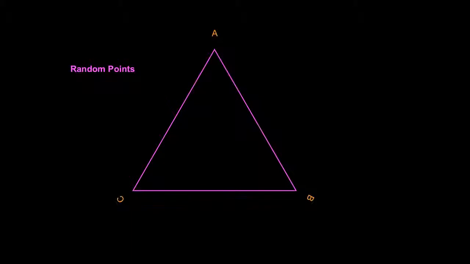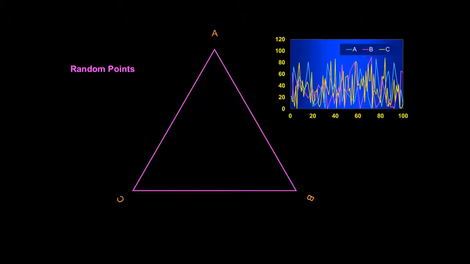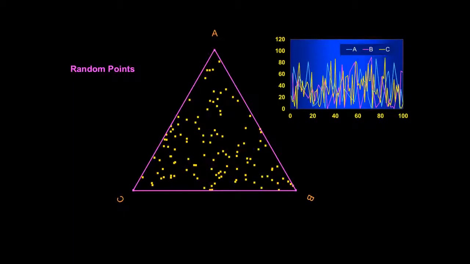And last but not least, what would random points look like? You can have A, B, and C varying randomly in time such that at any given time along the evolution, their sum always adds up to 100%, and that will look like exactly what you expect, a bunch of random points speckled throughout the area of the triangle.